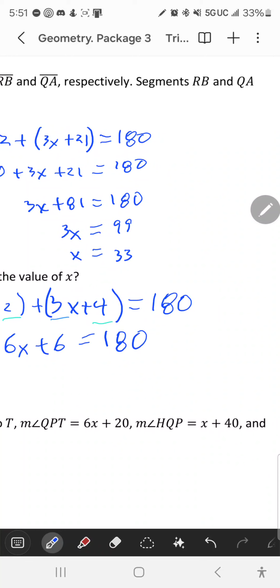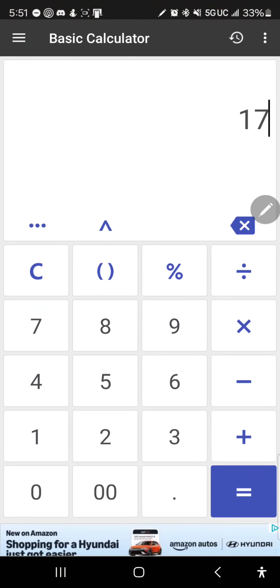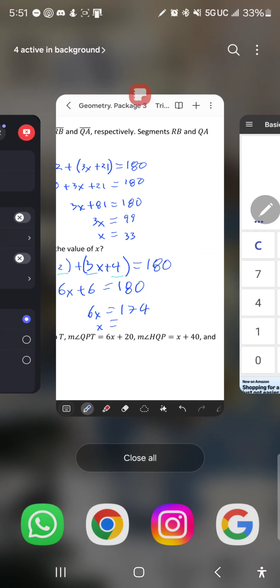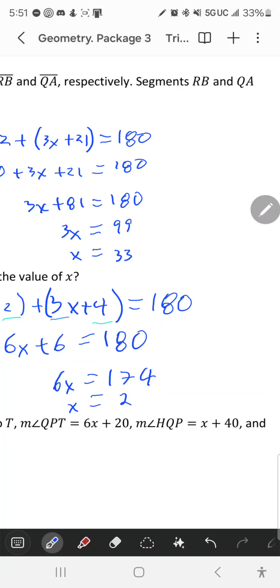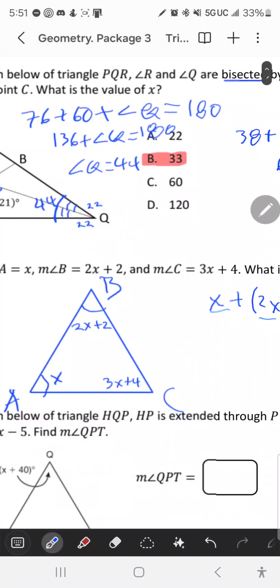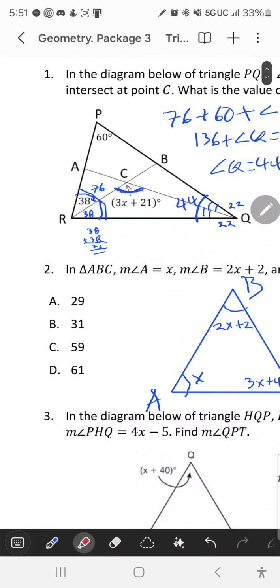So I subtract 6 from both sides and I get that 6x equals 174. Now I could divide 174 by 6 and I get 29. And that's the value of x here. So 29.